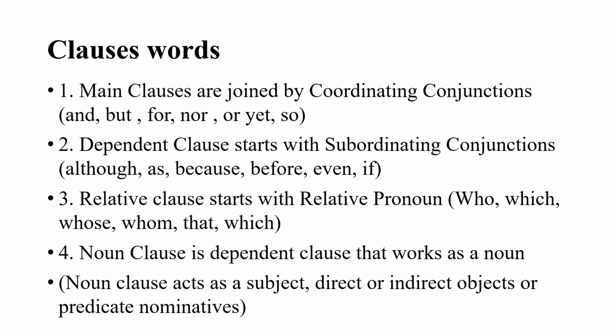A noun clause is a dependent clause that works as a noun. Or we can say a noun clause acts as a subject, direct or indirect object, or predicate nominative. In order to know the predicate nominatives and adjective nominatives, I'll be uploading a separate lecture regarding this topic.